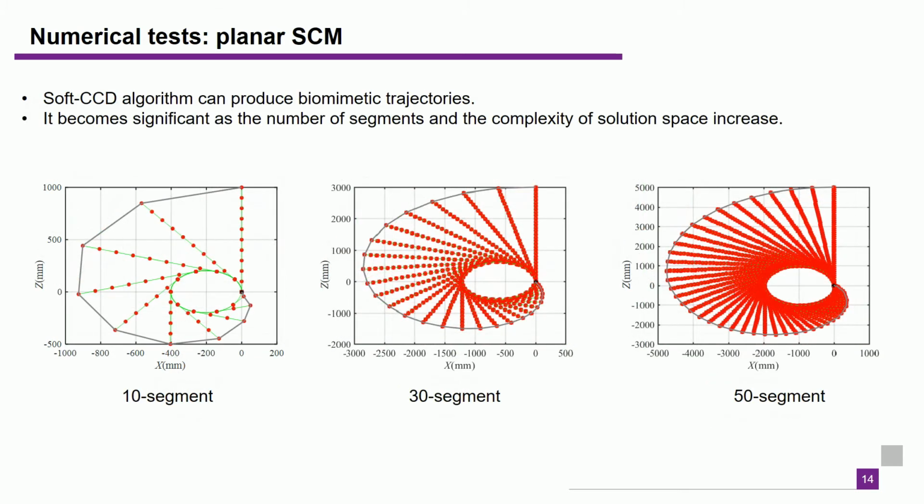Then the Soft-CCD algorithm was tested on SCMs with different segments, and we set the anchor base at the target position. After updating, a series of intermediate manipulator shapes are drawn. It shows that as the end effector moves cyclically to the anchor base, the final manipulator shape of the SCM is nearly a circle, and its trajectory tends to follow the golden spiral, which is common in the natural world.